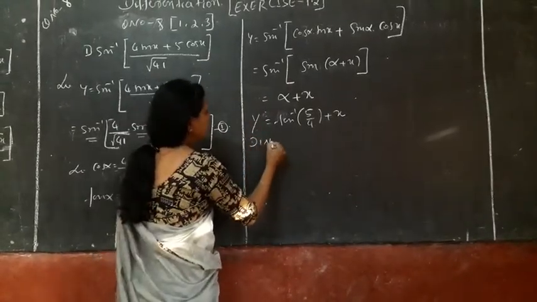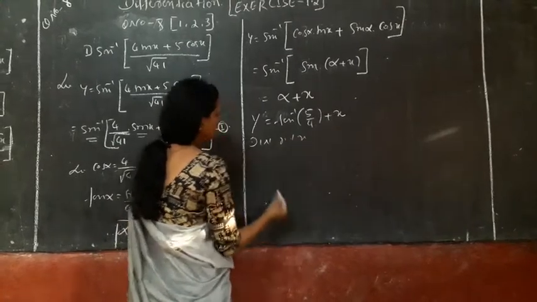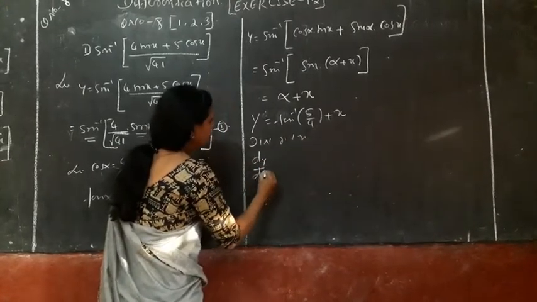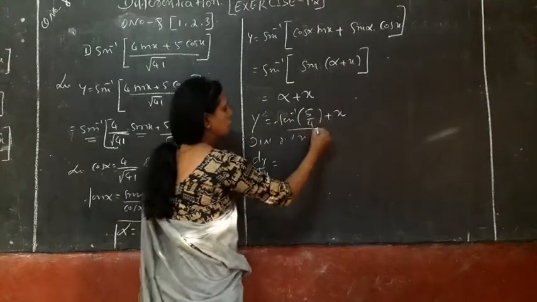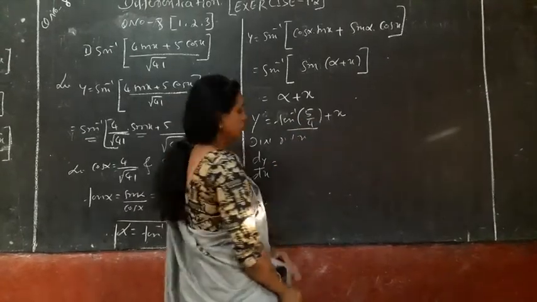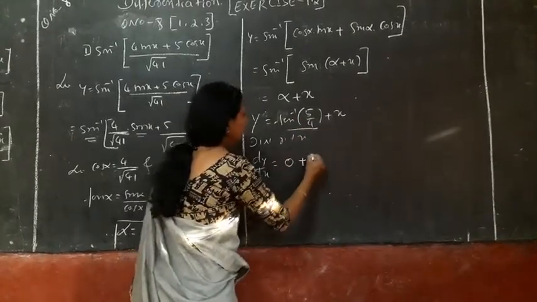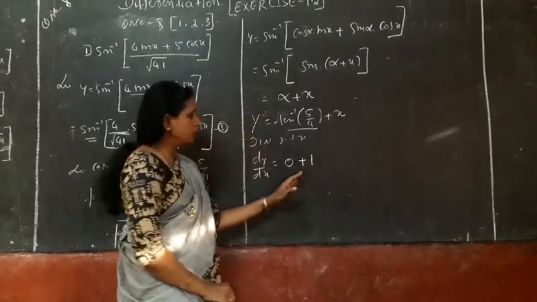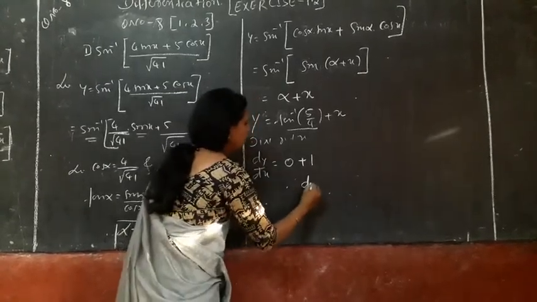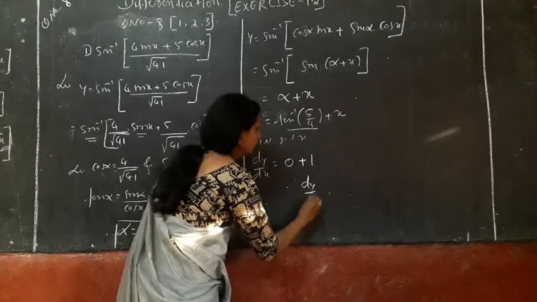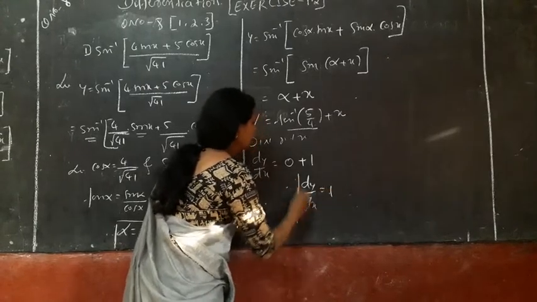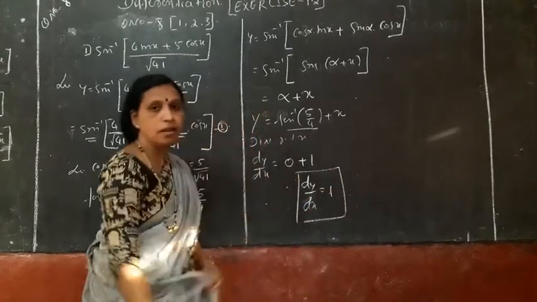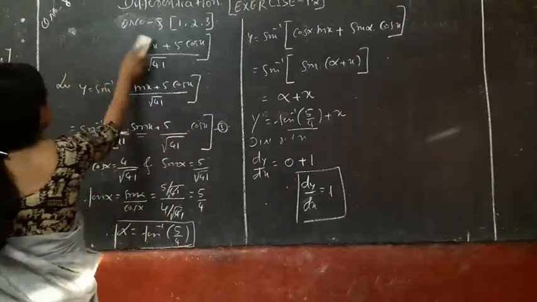Next, differentiating with respect to x, we get dy upon dx equal to, this is a constant function, therefore its differentiation becomes 0, and differentiation of x with respect to x is 1. Therefore dy upon dx equal to 1. This is the answer. Next, consider the second one.